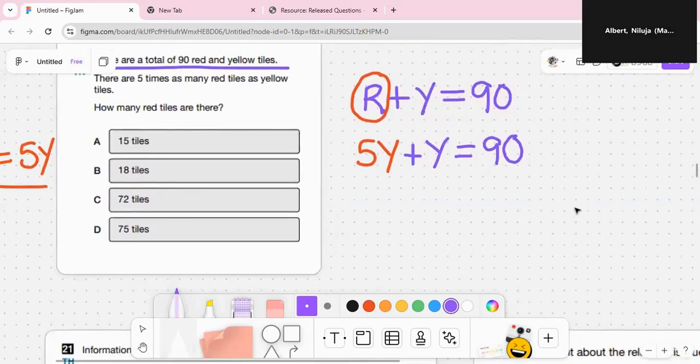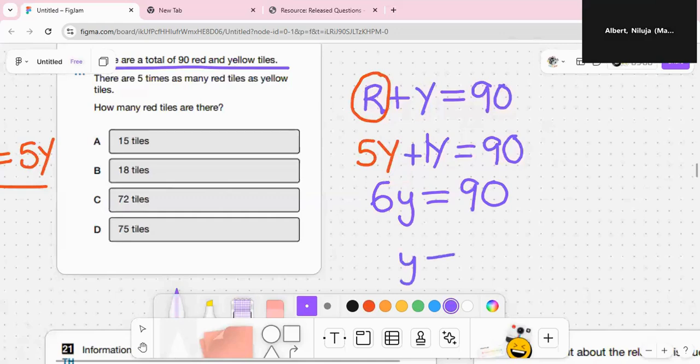So first I have to solve for the yellow tiles before I can figure out how many red tiles there are. 6y, because 5y plus y is the same as 5y plus 1y. 6y is equal to 90. But I'm not interested in 6y, I'm interested in y. So I have to take this number in front of the y and divide both sides by 6. So a little bit of division, 90 divided by 6 is 15.